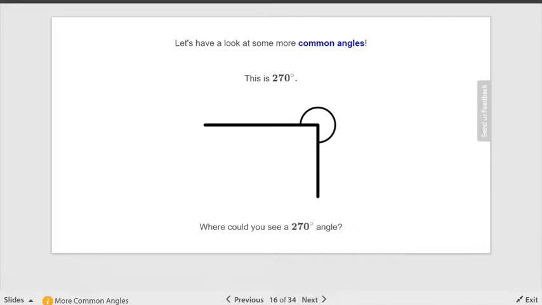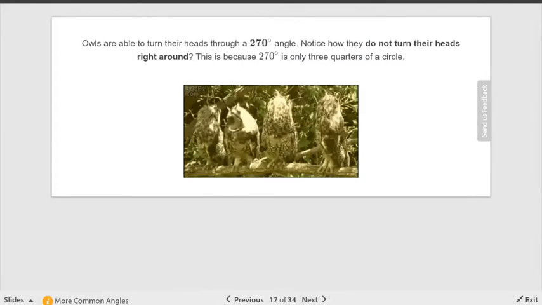Now this one is bigger than 90 degrees. You may remember what that's called? It's called obtuse. There you go. Okay? And we'll get there.